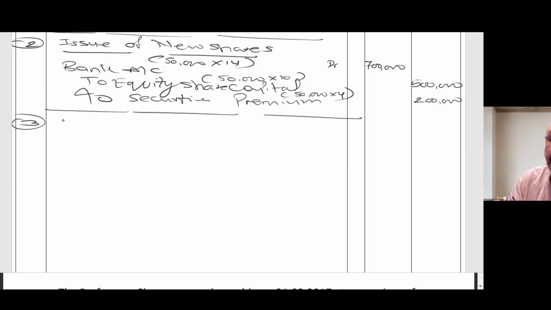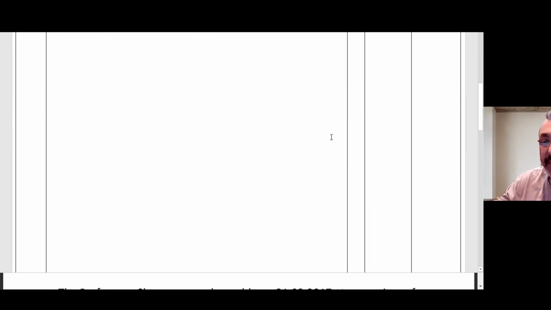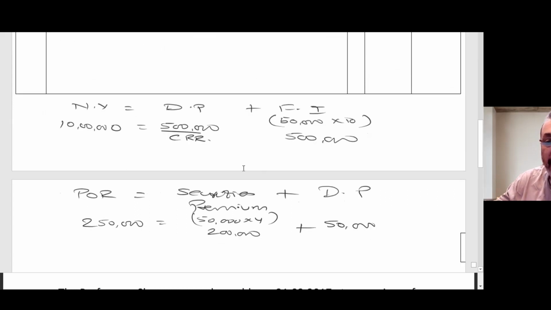What is the third step? The third step is transfer to CRM. How much amount we need to transfer to CRM? That is determined with the help of equation. We have already determined that. Total amount of share was 10 lakh. Out of that 5 lakh we arranged out of fresh issue. The remaining 5 lakh is to be arranged from DP.